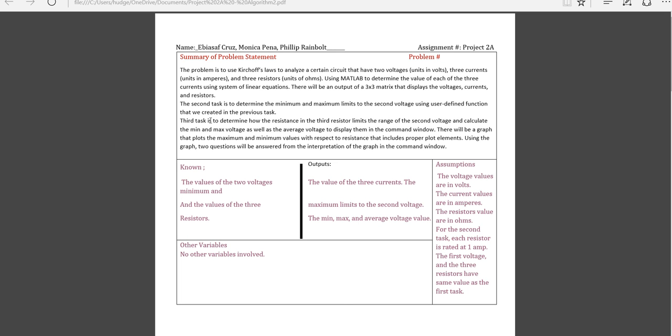This is a tutorial video explaining the use of a MATLAB code used to solve a problem dealing with circuit analysis. The problem is using Kirchhoff's laws to analyze a certain circuit that has two voltages, user inputs. The user will input two voltage values and three resistance values. And using MATLAB, we'll determine the value of the third current using a system of linear equations.